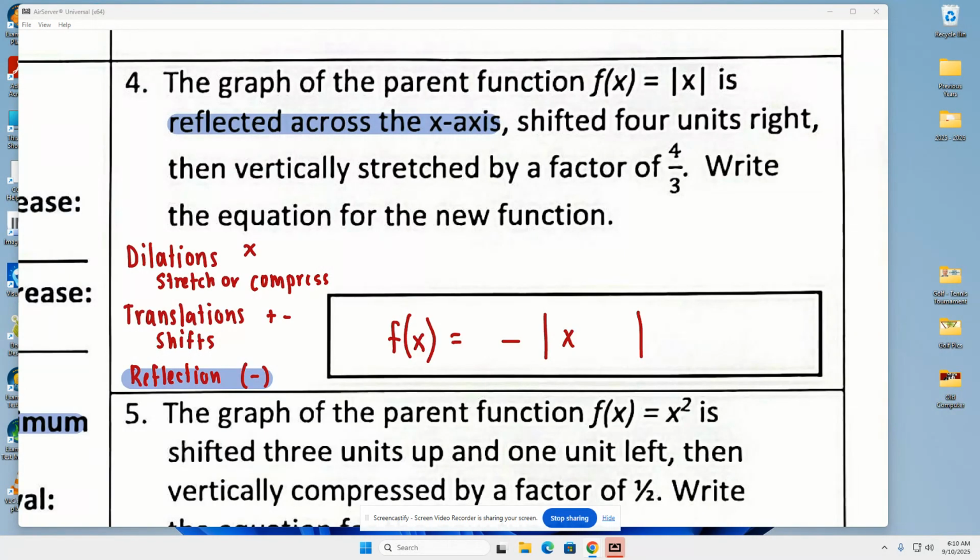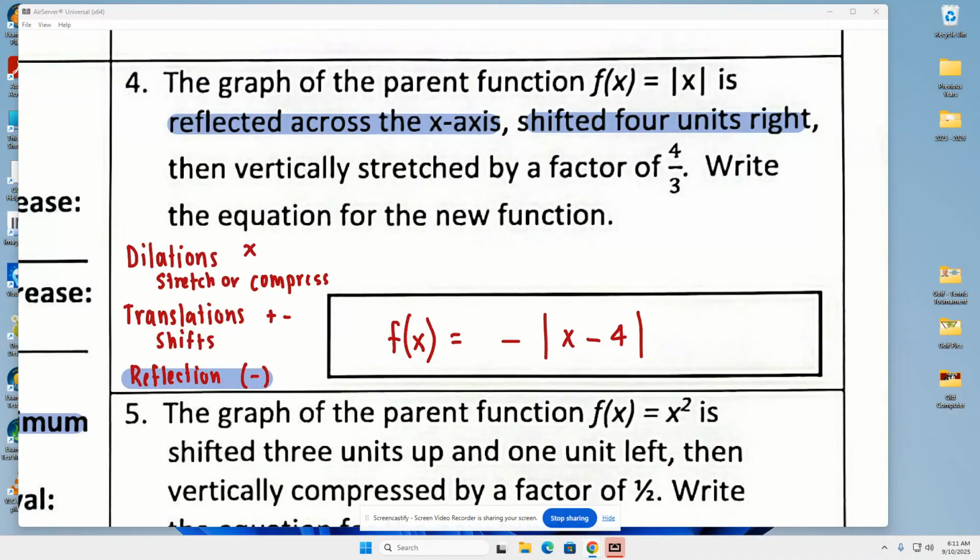Okay? Then it says it is shifted 4 units right. Right is horizontal. So it's going to be a translation. It's going to be inside because it says right. Now, if you guys recall that we would think right means positive 4, but hopefully you guys recall that when it's on the inside, it's the opposite. So instead of being a positive 4, it's going to be x minus 4.